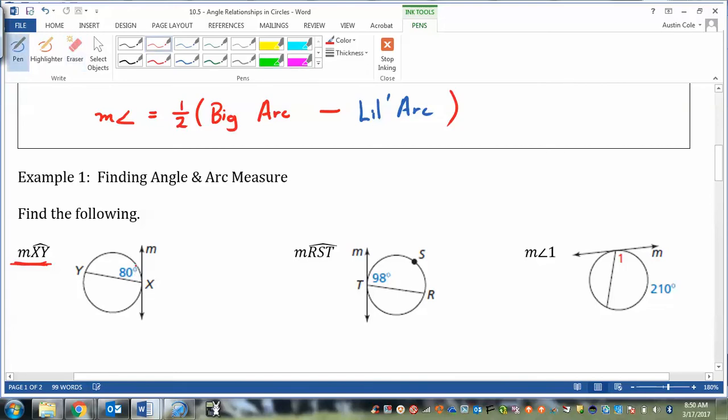Now, let me just explain something I always got confused on. This angle, 80 degrees, does not go from the circle to that line. It goes from the line to the line. So it goes from the tangent line to the chord. And so this angle is going to be half the intercepted arc, which is XY, which is how much? Double it, 160 degrees. So the angle is half, which means the intercepted arc is double.